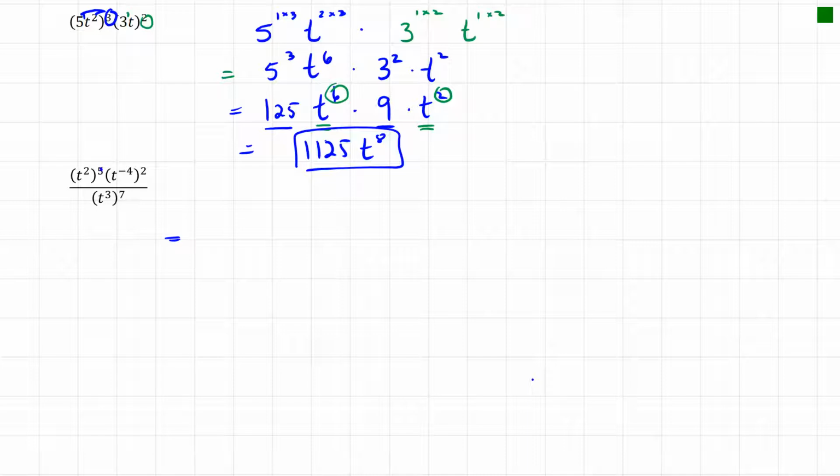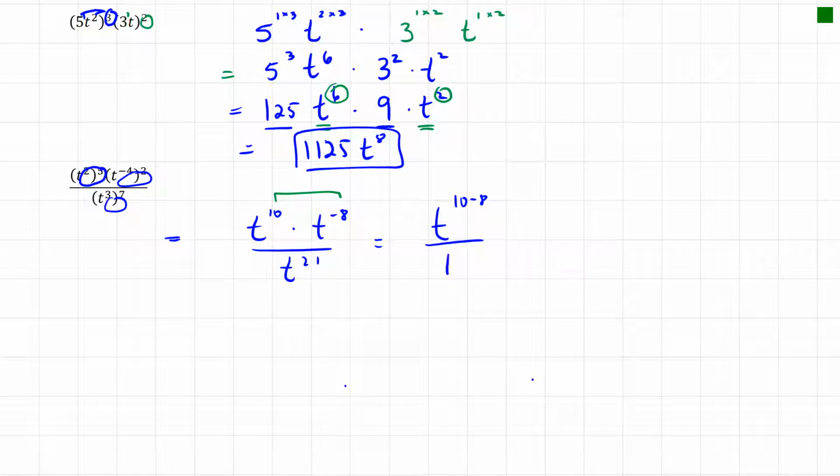We're going to apply this 5 to the variable, and that means multiplication in all three cases. So t to the 10th times t to the negative 8 over t to the 21. These two are combined in the next step. So t to the 10 minus 8 over t to the 21. And simplifying t, that's t squared over t to the 21. This means division, so we're going to subtract the exponents, which equals t to the negative 19, or 1 over t to the 19.